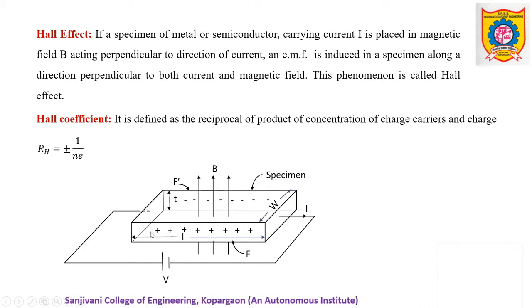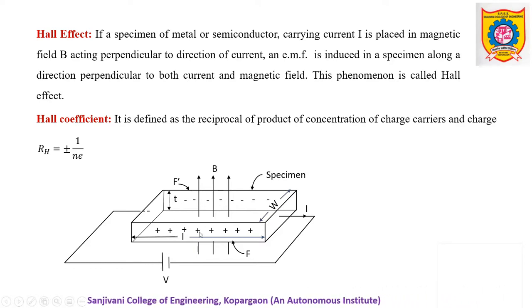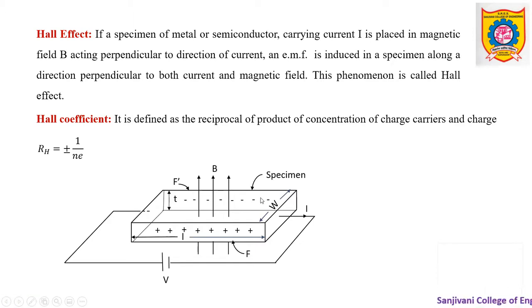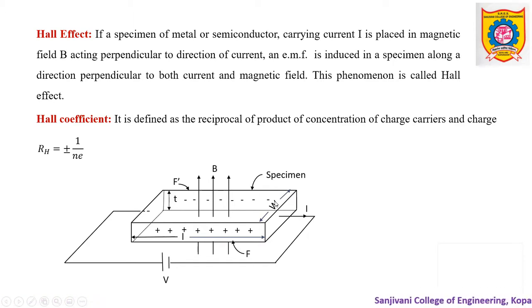That means holes are moving from this end to this end and are reaching the battery's negative terminal, whereas electrons are moving from this end to this end and are reaching the battery's positive terminal. Initially the charge carriers were moving throughout the specimen. Now the charge carriers are moving parallel to the surfaces F and F dash only. It means that the surfaces F and F dash now show the development of excess positive charge and negative charge respectively. This is important to understand.